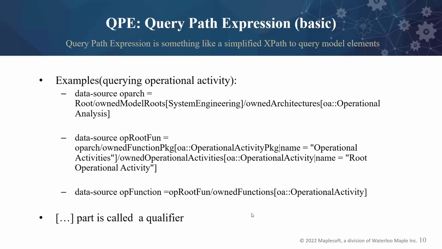And the type of element or the classifier that I mentioned, we put between square brackets, and this is just called a qualifier. So with a qualifier, you can see that we can mention the type of element we want to bring into the Excel view. And you can also add a filter saying, okay, from the different functions, I specifically want to work with the root operational activity or the root system function or the logical function and so on. So the qualifier is nothing but a combination of the type of element that you want to work with and a filter. So that's what a qualifier is.